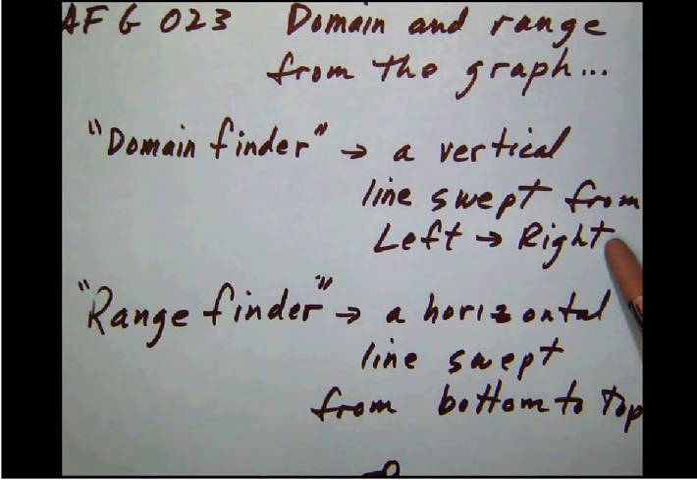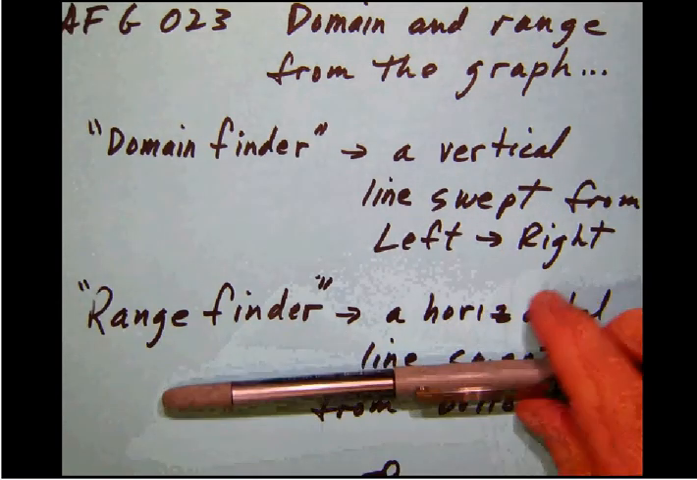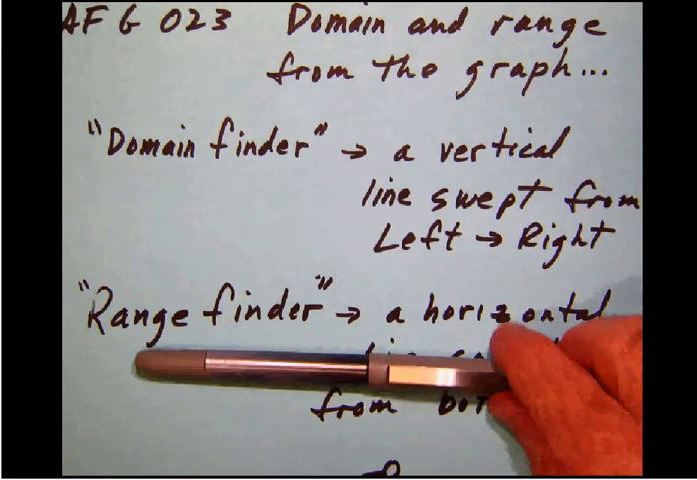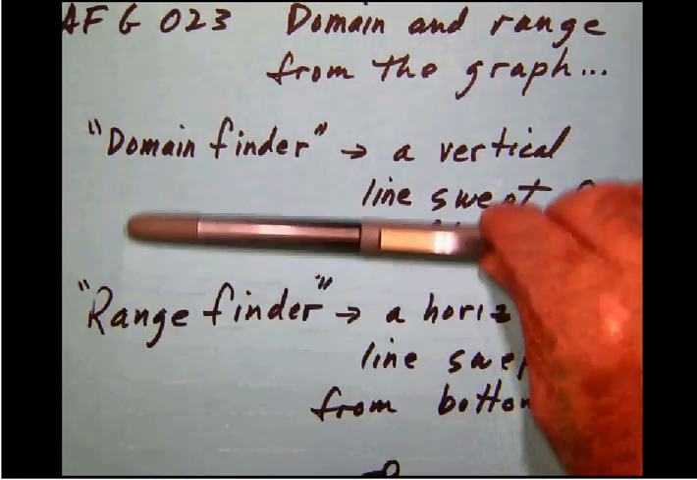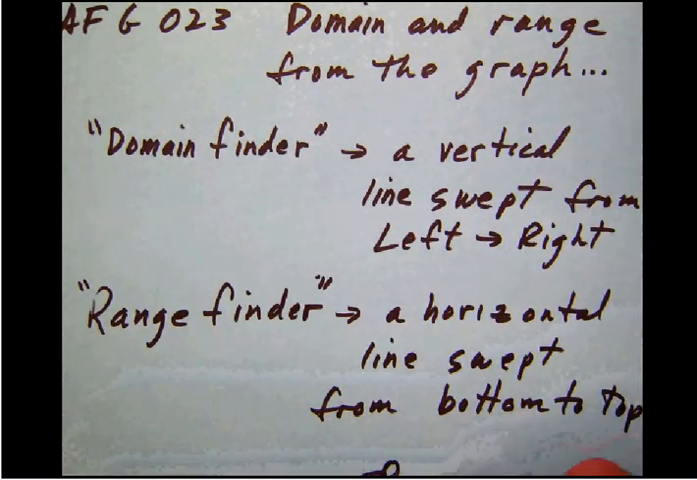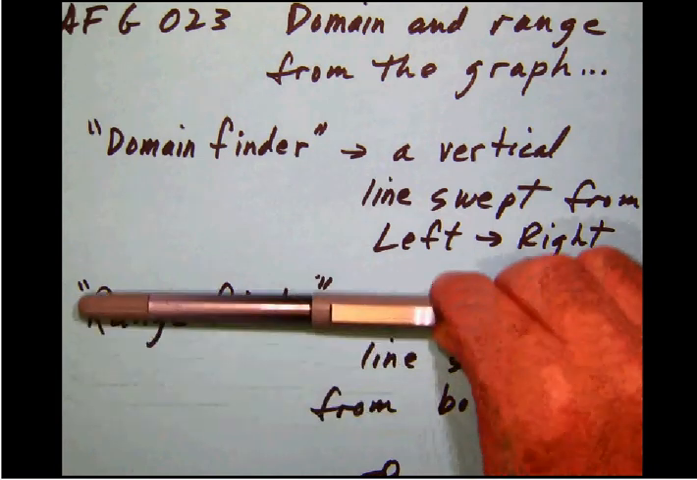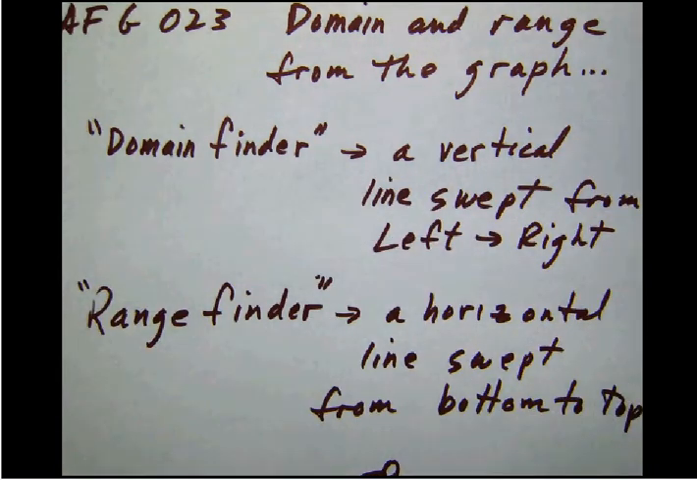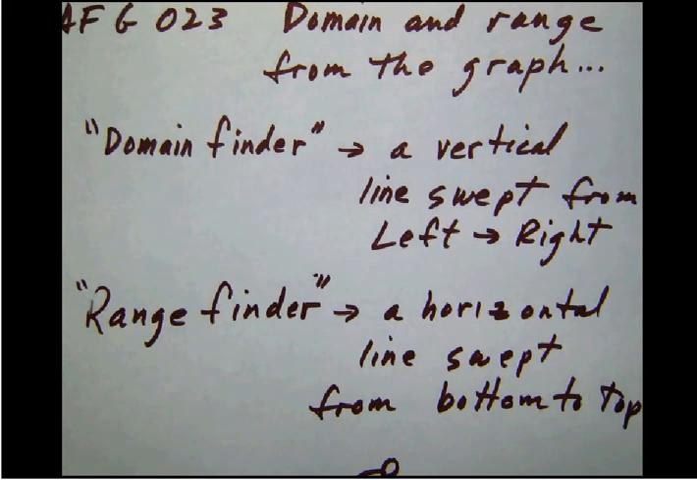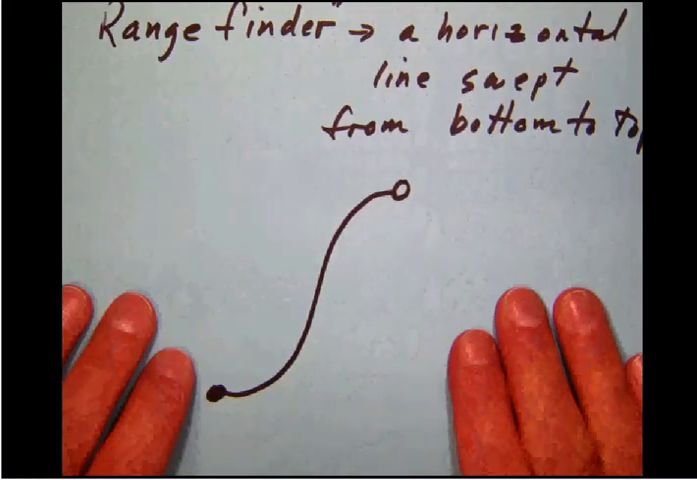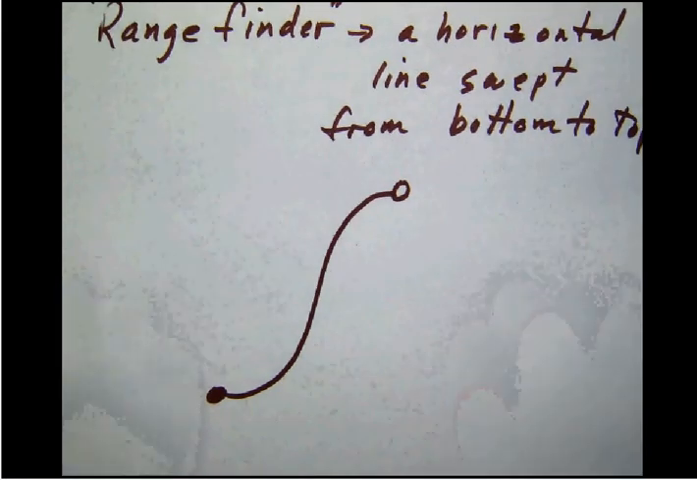The range finder, in my definition, is simply a horizontal line. Oftentimes I use my pen for that, sweeping from bottom to top. As long as I come up and begin to hit something on the graph, I'm finding it, and once I run out of the graph, I'm losing it, and then we'll simply write that down. So these are my ways of doing that. Let's take a look at this sample problem, and I'll show you how it works.